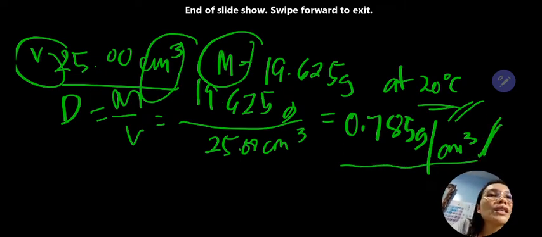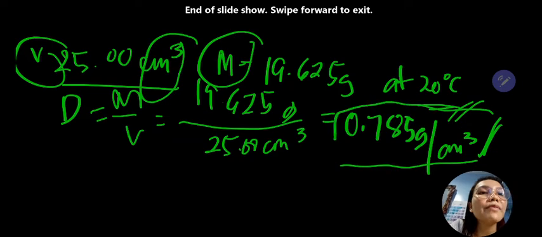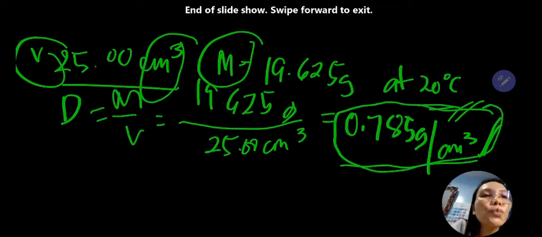So, kung makikita nyo dun sa table na binigay natin, we have chloroform, 1.492, diethyl ether, 0.714, ethanol, 0.789, isopropyl alcohol, 0.785, toluene, 0.867. So, those are the densities of the given compounds in the table. So, since you have 0.785 gram per cm cubed, the main component of our cleaner is isopropyl alcohol.